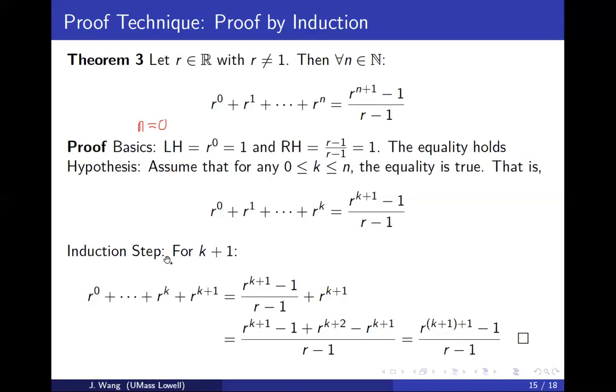Then the induction step is we want to show this equality also holds for k plus 1. For k plus 1, you just add one more term here. We have the hypothesis for this part, which is equal to this, plus R to the k plus 1. So you do a simple arithmetic simplification, then you get this. So of course, it is also true for k plus 1.